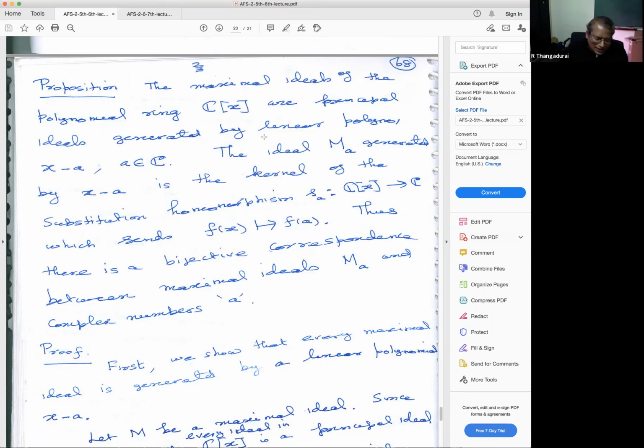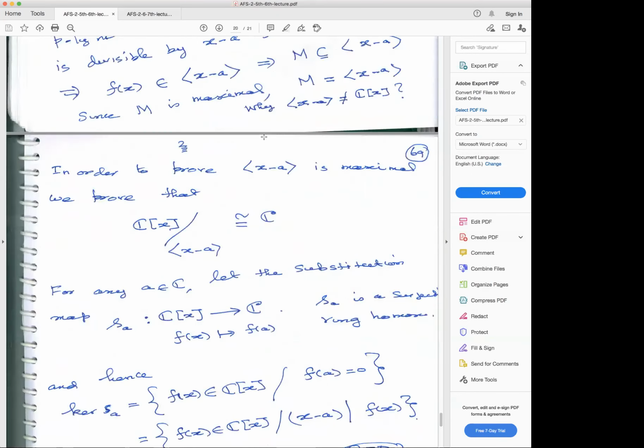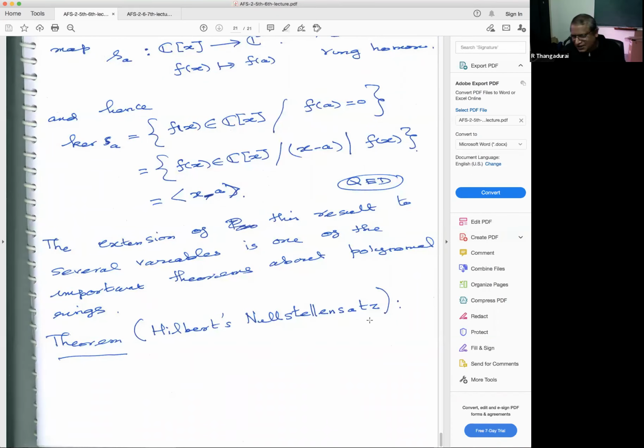Suppose your guess is correct, I assume. Then a point in C2. Every maximal ideal in two variables corresponds to a point in C2, and a point in C2 should correspond to a maximal ideal in C[X, Y]. Okay, that's the guess. In fact, that is what Hilbert's Nullstellensatz says.